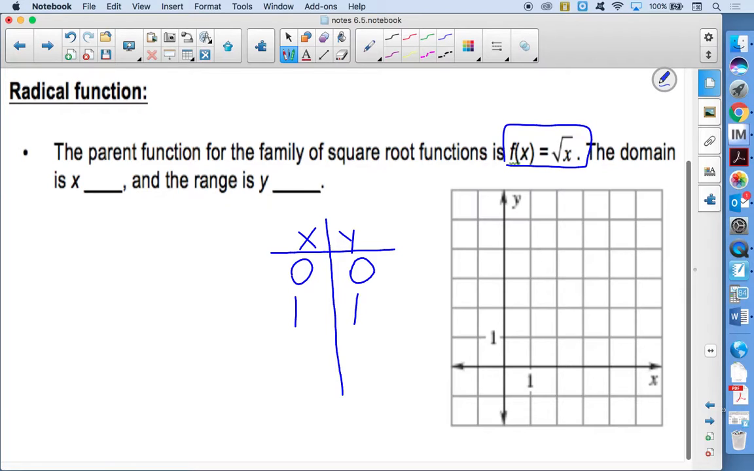And then what would be another good number for x to put in the square root? 4, because the square root of 4 is 2. 9. 16. We're going to stop there. 3 is good. All right. Yeah, but you're right. We could use a 9, a 16, but we can stop there.